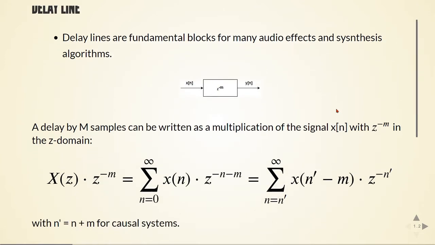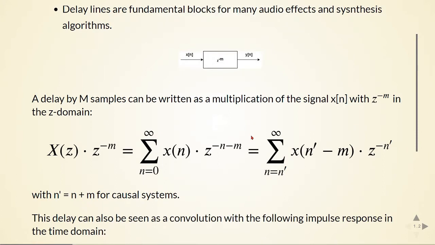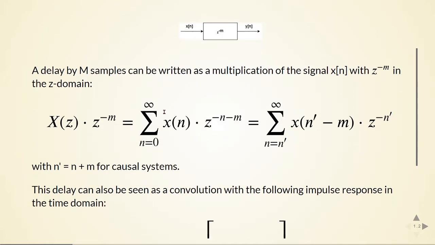So a delay by M samples can be written as a multiplication of the signal x[n] with z to the power of minus M in the z domain. So here are the equations for this multiplication of the signal x[n] with z^-M in the z domain, and we have this substitution that n' is equal to n plus M for causal systems.